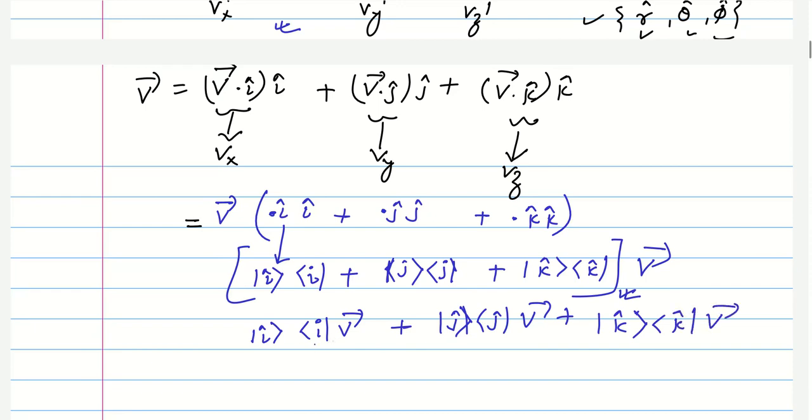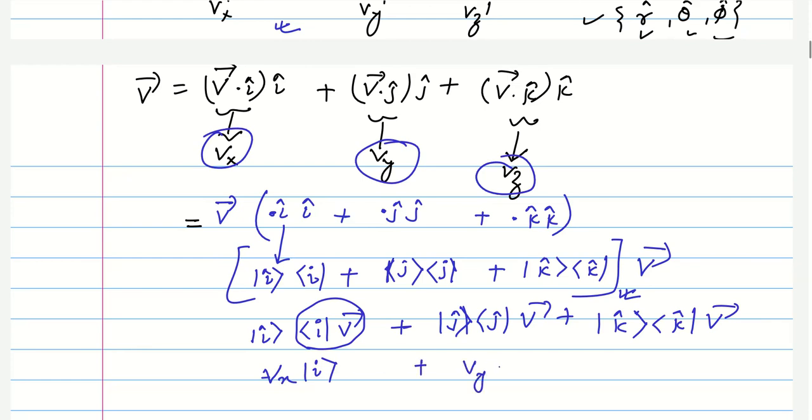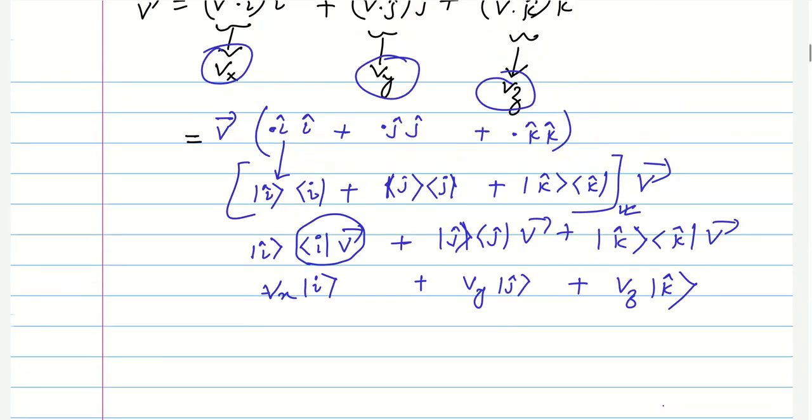All right. So this will become some number. In this case it was vx, this was a number, vy, this was a number, this was a number, right? So this will become vx, some number is there, vy, and then vz. So this is the way to represent in bracket notation, correct? So you also know that this whole thing is nothing but a vector v.